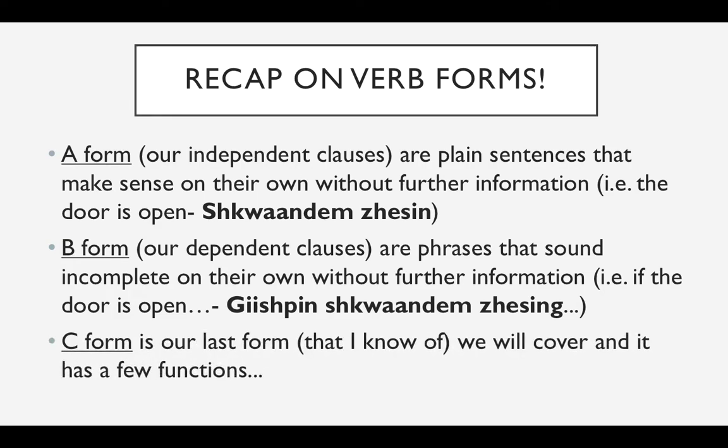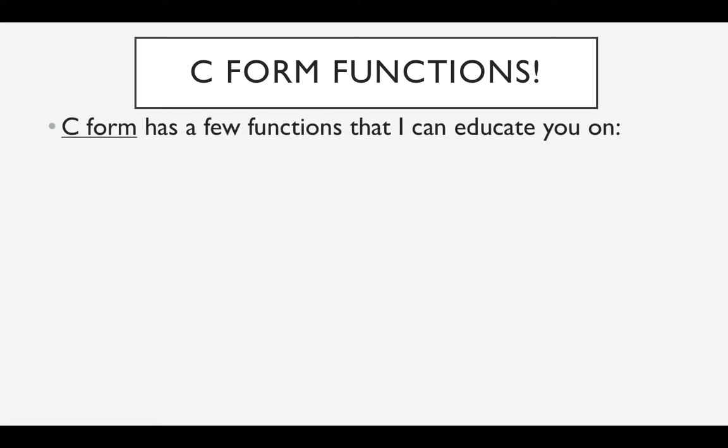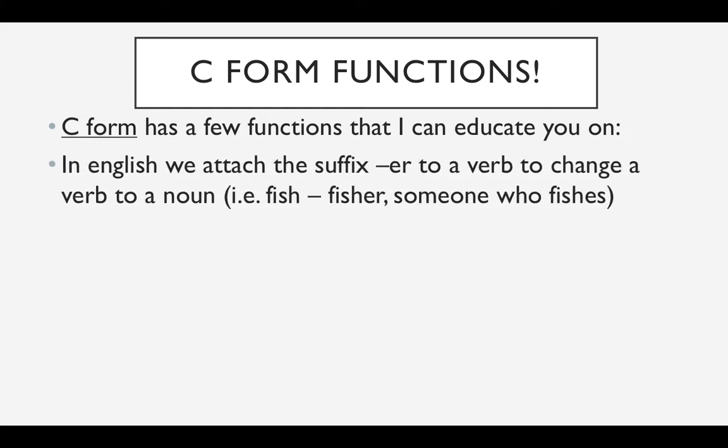Last is our C form. Well, it's the last one that I at least know of. We'll cover it and its functions as far as I know. So, C form functions. C form has a few functions that I can educate you on. In English, we attach the suffix -er to a verb to change a verb to a noun. For example, fish, like the act of fishing, and then we add -er to it. Fisher is the noun for someone who fishes.